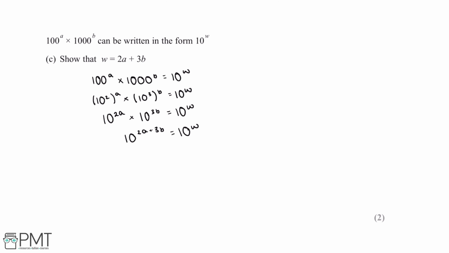So therefore 10 to the power of w equals 10 to the power of 2a plus 3b. And what this means is that 2a plus 3b is equal to w. Now this question's worth 2 marks. So we'll get our first mark for rewriting 100 to the power of a multiplied by 1000 to the power of b as 10 squared to the power of a multiplied by 10 cubed to the power of b. And we'll get our second mark for showing that w equals 2a plus 3b with the correct reasoning.